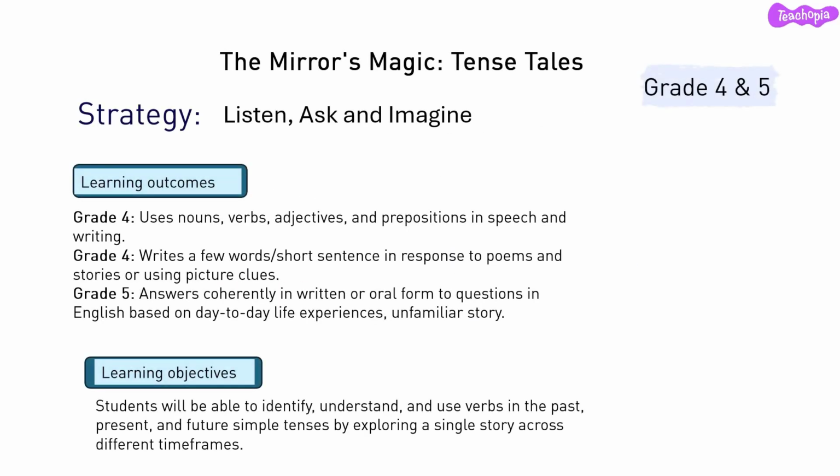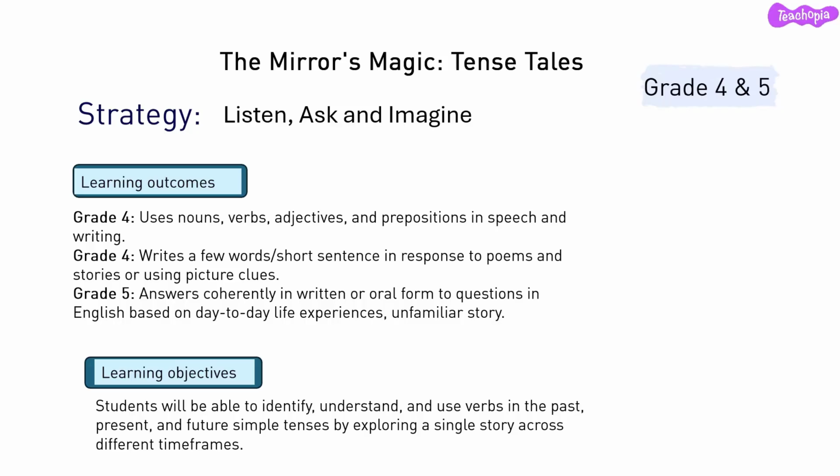The first one is The Mirror's Magic, Tenses Tales. This is for grades 4 and 5, and the strategies are listen, ask, and imagine. And the outcomes are: use nouns, verbs, adjectives, and prepositions in speech and writing. Write a few words, short sentences in response to poems and stories or using picture clues. For grade 5, answers coherently in written or oral form to questions in English based on day-to-day life experiences, unfamiliar story.